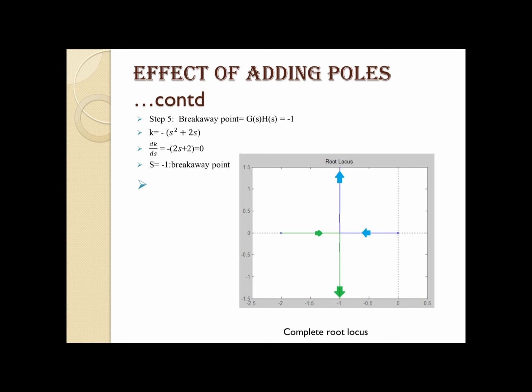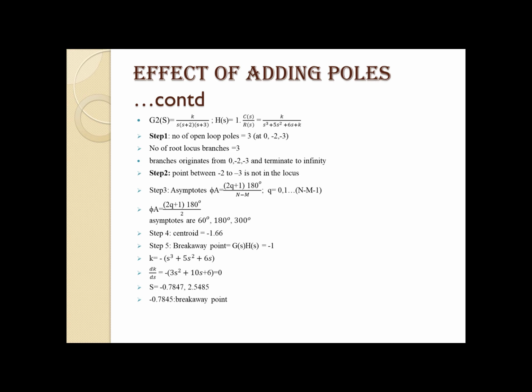Now we are adding only one pole to the system. As we are adding a single pole, the system becomes K by s into s plus 2 into s plus 3. That means at the minus 3 location a pole is added to the system, and the feedback remains the same, that is 1, and the closed loop system is calculated as K by s to the power 3 plus 5s square plus 6s plus K equal to 0.